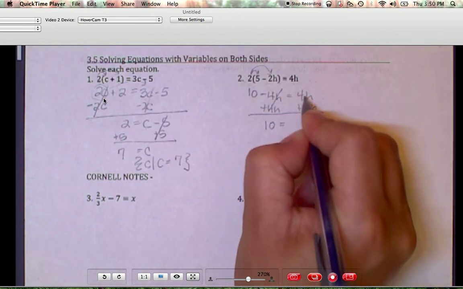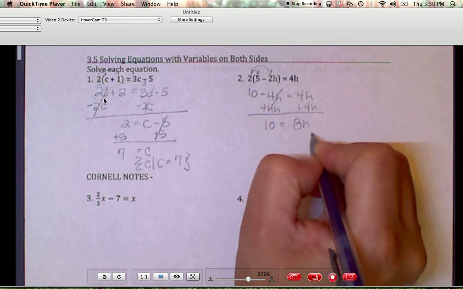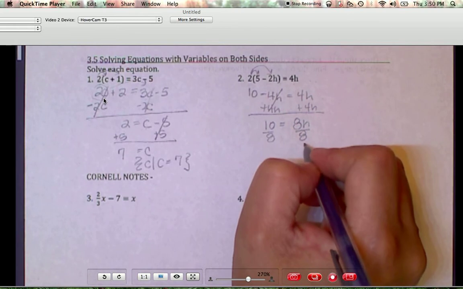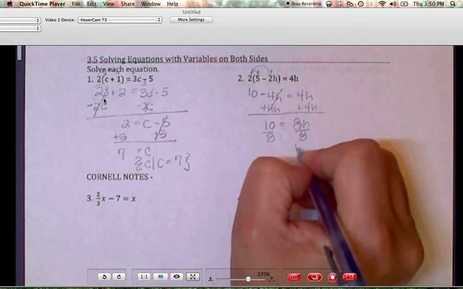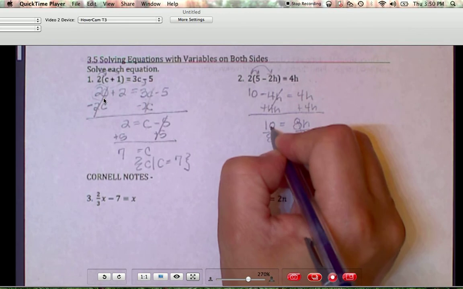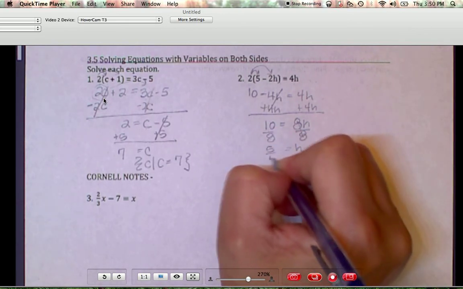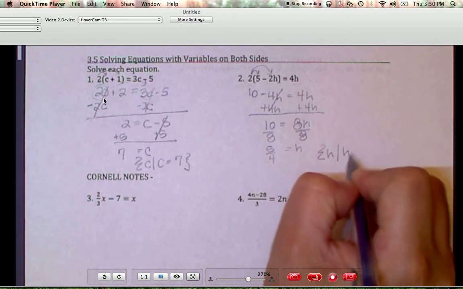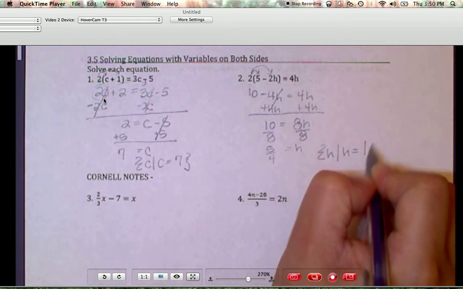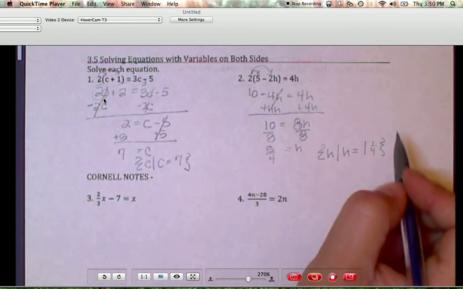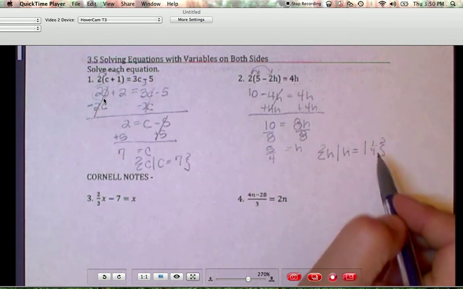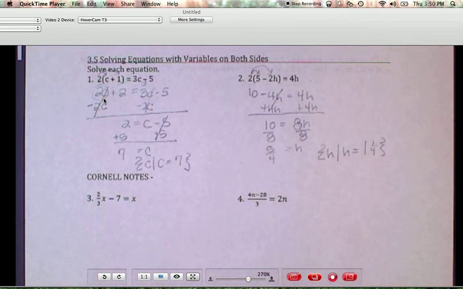We get 10 equals 4h plus 4h, which is 8h. Divide by 8, and then we'll just simplify this. No decimals. So we get h equals, simplify this by dividing both by 2, and we get 5 over 4. You could write it as 1 1/4 if you want. So h such that h equals, you can either write 5/4 or 1 1/4. Technically you could write 1.25, but I tend to suggest that we keep them in fractions.